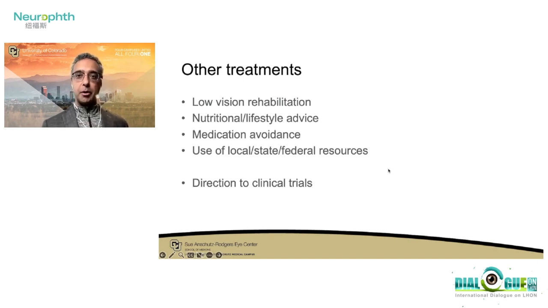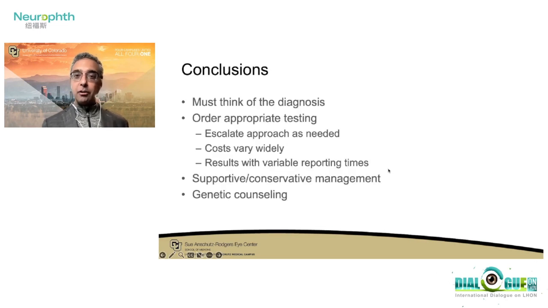So ultimately, when we see these patients, we have to think of the diagnosis. That first patient, everyone would have thought of the diagnosis. The second patient, maybe not. And it just takes some awareness to make sure we do it correctly. We have to order the appropriate testing. And here in the US, we tend to escalate the approach as needed, starting with common mutational testing. The costs vary widely. Our treatment is supportive and conservative, really, maybe idebenone on top of that.